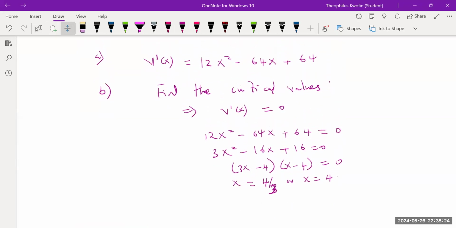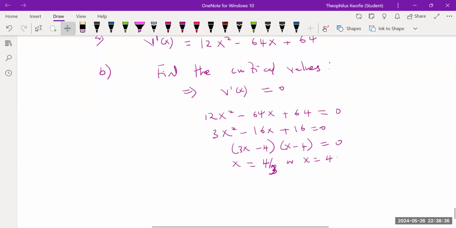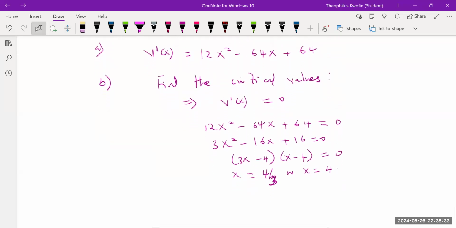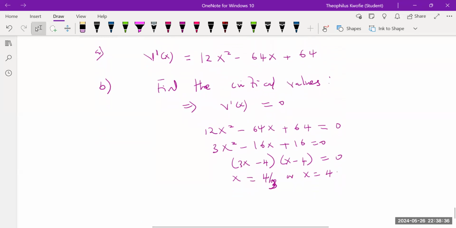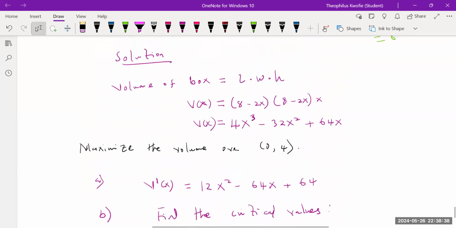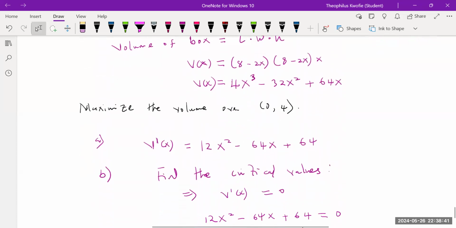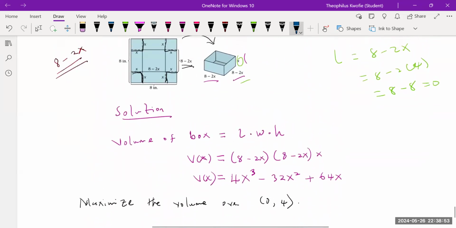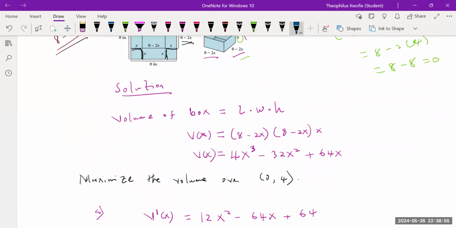Now, we need to pay attention over here because of what we talked about earlier on. Now we have two critical values. Are these critical values within the range of 0 and 4? It is very obvious here that x equal to 4 cannot be within this open interval 0 to 4, right? x equals 4 cannot be within this particular interval.